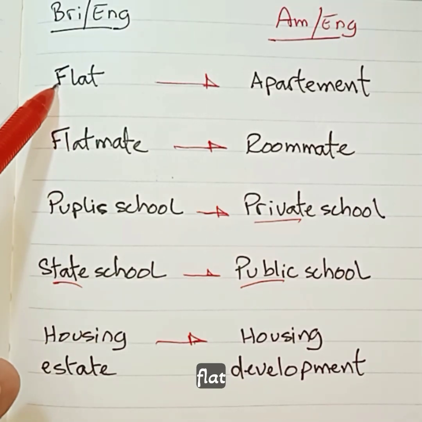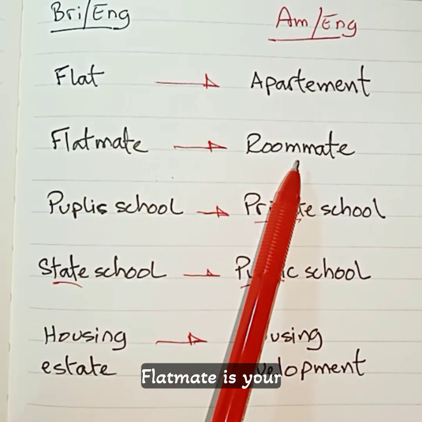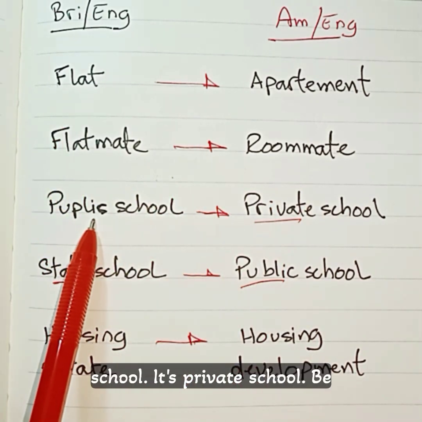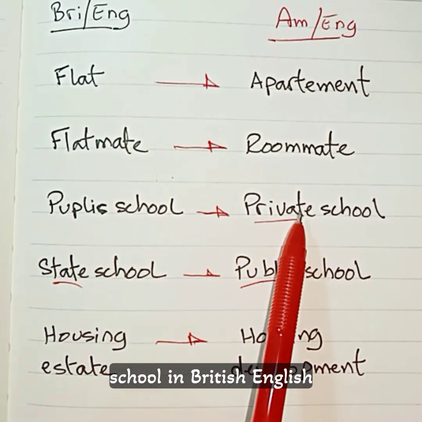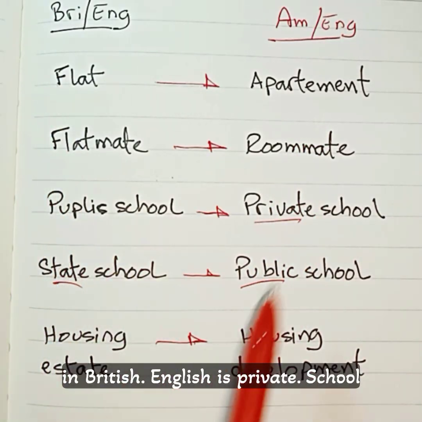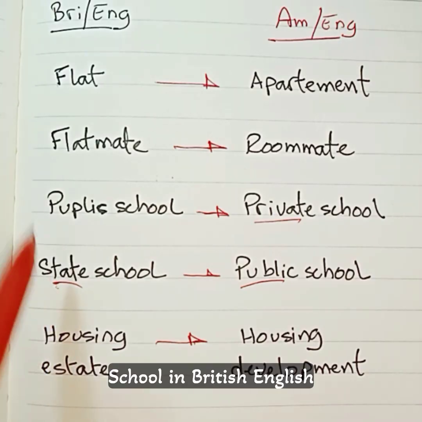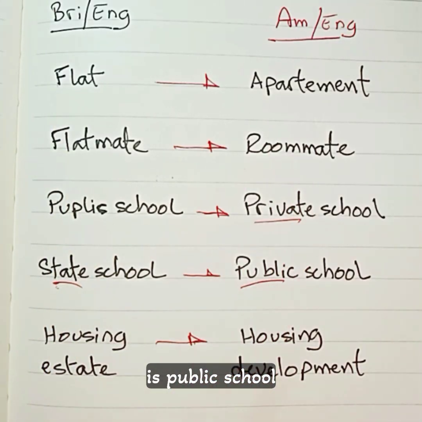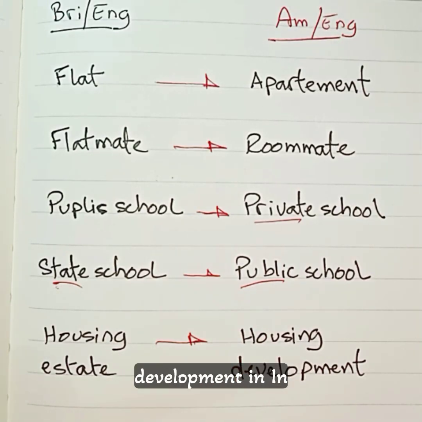Again, flat, apartment, flatmate is your roommate. Public school, it's private school. Be careful here, okay? Public school in British English is private school in American English. And state school in British English is public school in American English. Housing estate in British English, it's housing development in American English.